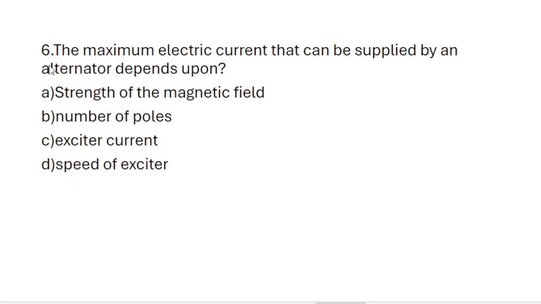Here the answer is: the maximum electric current that an alternator can supply is mainly dependent on the strength of the magnetic field. The stronger the magnetic field in the alternator, the greater the potential output current, up to the machine design limits. While exciter current and speed of the exciter influence the strength of the magnetic field, it is ultimately the strength of the magnetic field that directly impacts the maximum current that the alternator can supply. Here answer is option A, strength of the magnetic field.